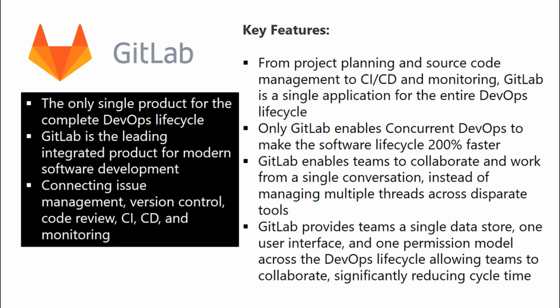GitLab also enables teams to collaborate and work from a single conversation instead of managing multiple threads across disparate tools, right? So here it is, you have one solid tool that you can use for your entire DevOps operations. GitLab provides teams a single data source, one single interface, and one permission model across the DevOps lifecycle. And this, of course, benefits the team. They can collaborate better, which eventually reduces the cycle time and provides operational efficiency.